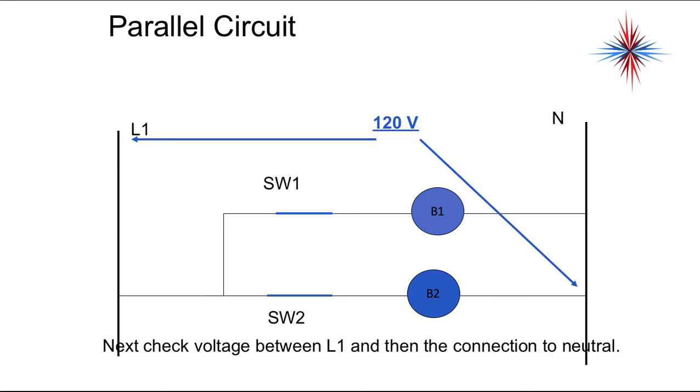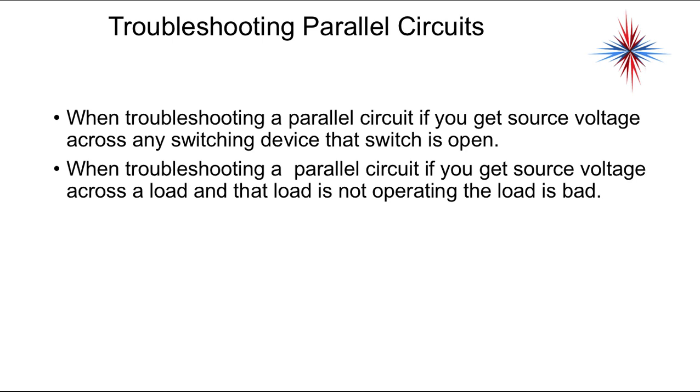Any switching device with an open will read full source voltage, 120 volts. If the switch is closed, it should have 0 volts. You should read full source voltage across a load. And if the load gets full source voltage and is not running, you have a bad load. So again, when troubleshooting a parallel circuit, if you get source voltage across any switching device, that switch is open. When you troubleshoot a parallel circuit, if you get source voltage across a load and that load is not operating, the load is bad.